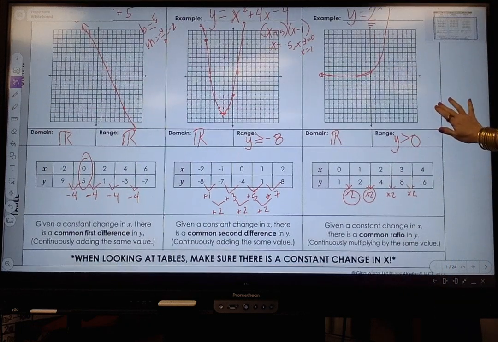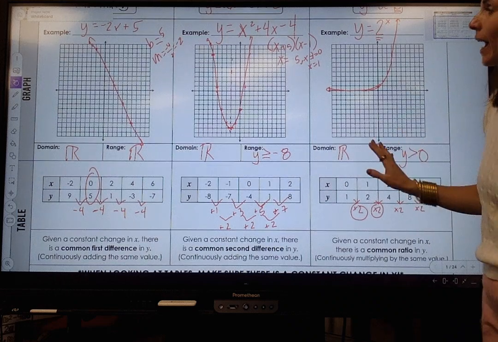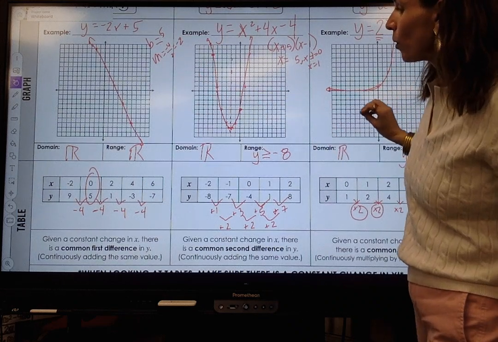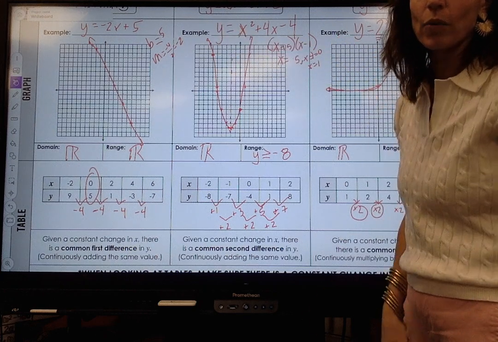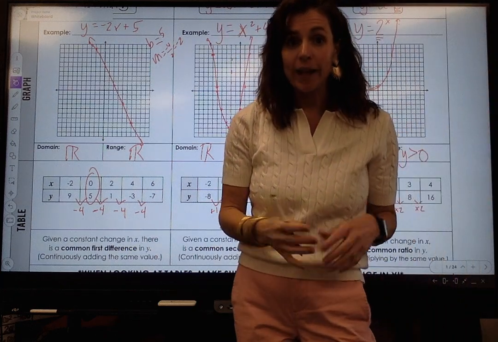So this is just kind of an introduction to look at what it looks like in graphing form, in table form, and up there with my equations. So if you're struggling with that, come see me.